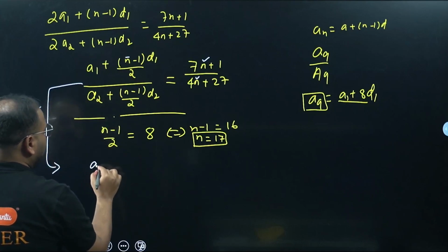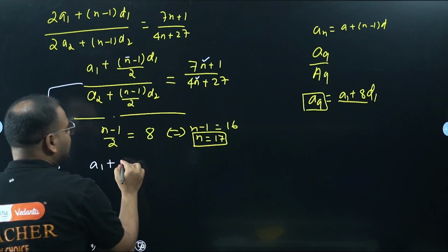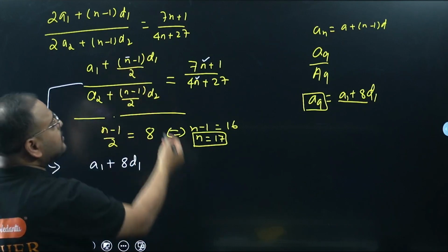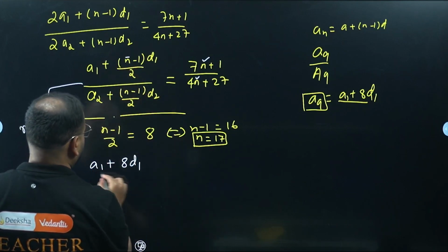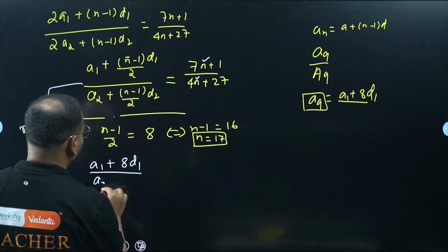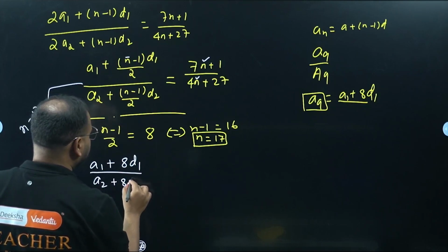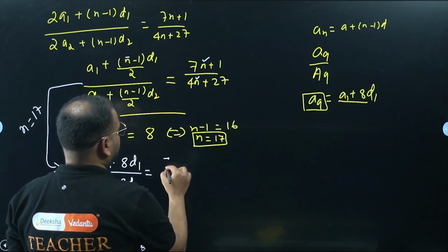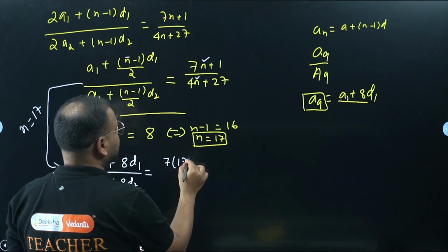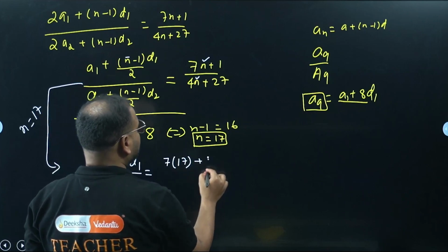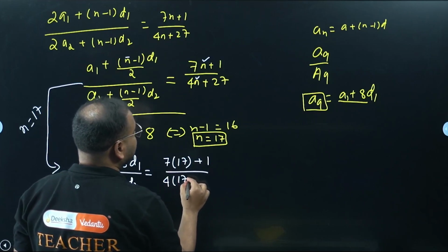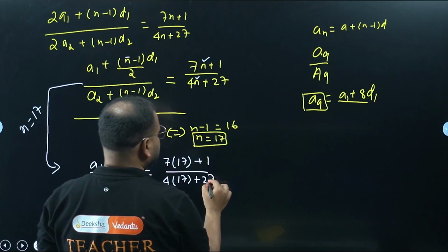So this will be A1 plus what? Directly 8D1, no? How 8D1, sir? 17 minus 1 is 16, by 2 is 8. Over here A2 plus 8D2. What about this side? Replace n with 17. So 17 times 7 plus 1 over here, sir. 4 times 17 plus 27.